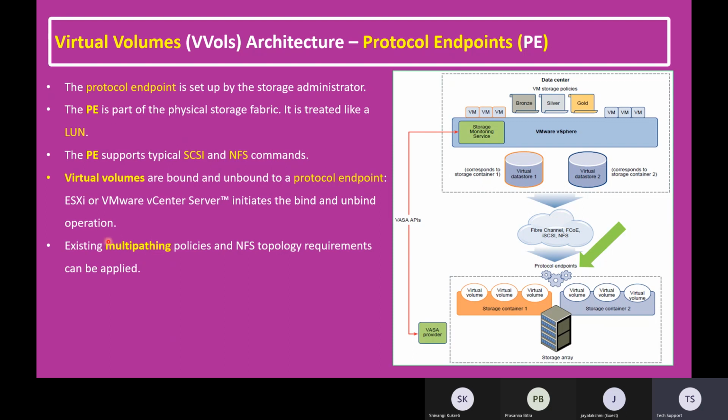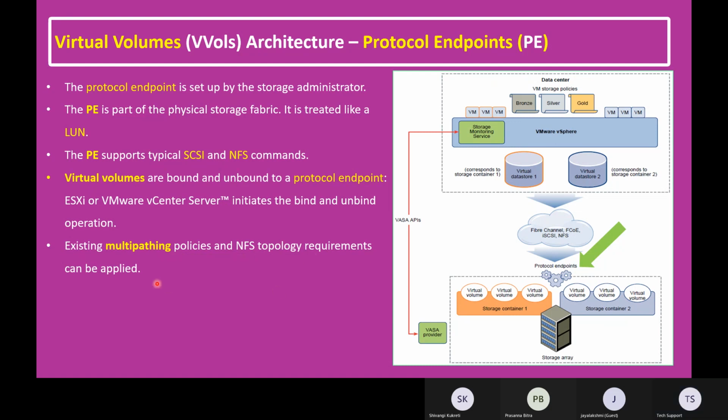So can anyone tell me what are the storage level multi-pathing policies? We have 3 multi-pathing policies. Yes, fixed path, round robin and most recently used. Very good. So we have the 3 multi-pathing path selection policies. These policies are Fixed, MRU and Round Robin. So these policies are still applicable in our virtual volume concept. Same policies. So the same point I mentioned here. Existing multi-pathing policies and NFS topology requirements can be applied.